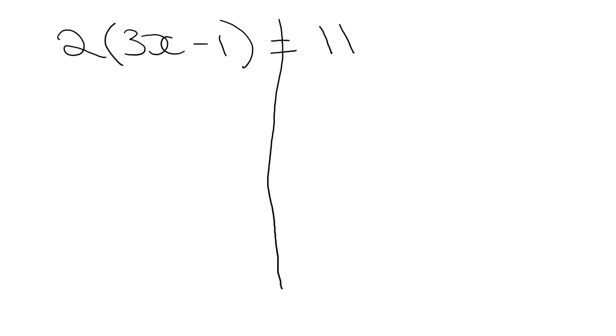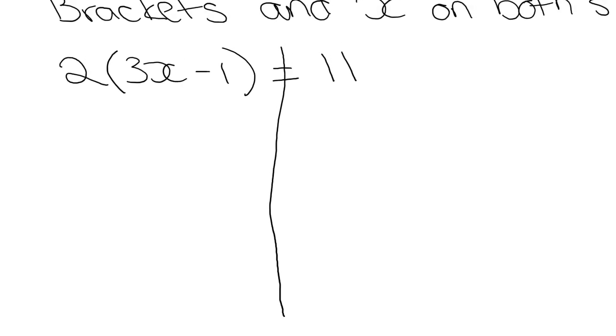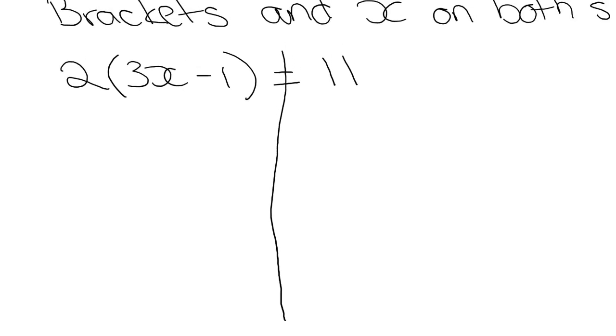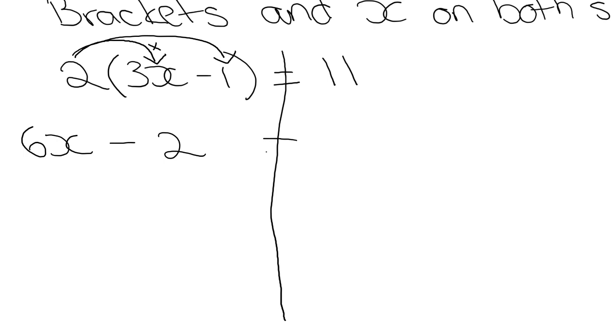Okay, so we expand. You'll remember that we learned how to do this in our algebraic technique. So we use distributive law to multiply what's outside the brackets by everything inside the brackets. 2 times 3x is 6 times x, and 2 times -1 is -2. And now we just have an equation that we have to solve the usual way. Like this, 6x equals 13.